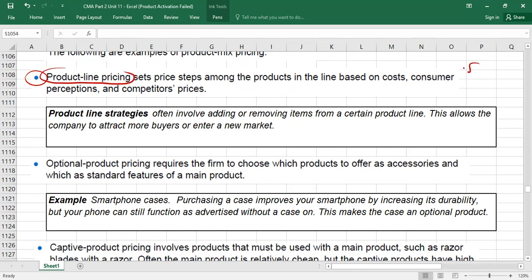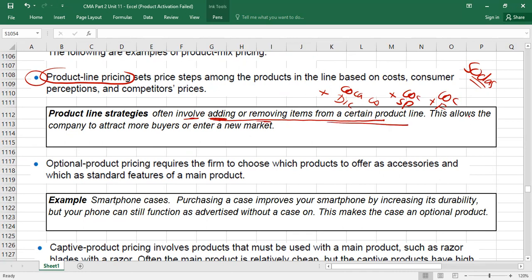Do you remember under sodas, we have different products? We have Coke, Diet Coke, Zero, Coca-Cola, Fanta, and Sprite. All these are called a product line. So what is product line pricing? Product line pricing often involves adding or removing items from a certain product line. For example, you make a combination of Coca-Cola plus Diet, or Coca-Cola plus Sprite, or Coca-Cola plus Fanta.